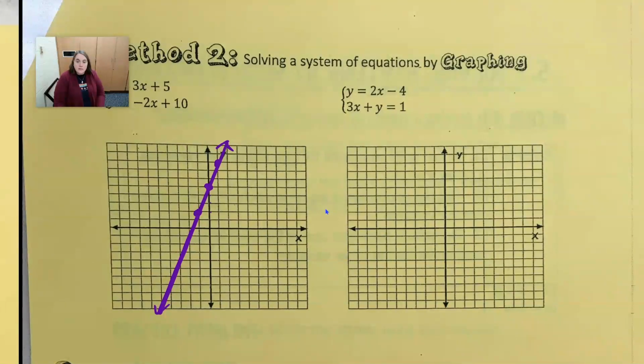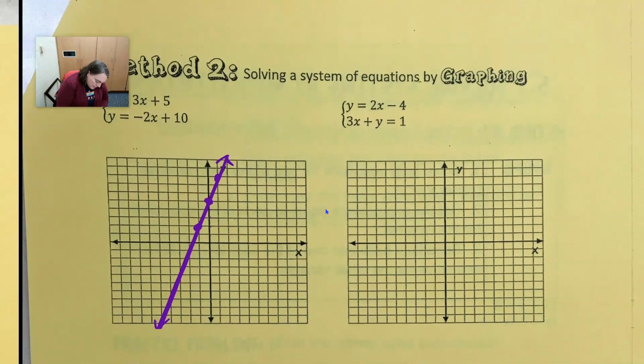Y equals negative 2x plus 10. I'm going to switch colors just so it makes it a little bit easier to see both equations, but I'm going to graph it on the same coordinate plane. So I'm going to go up to 10, all the way to the top. Then I'm going to go down 2, right 1, down 2, right 1, down 2, right 1. I'm going to use my straight edge.